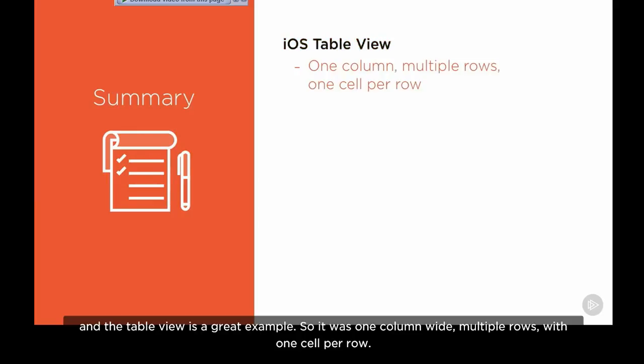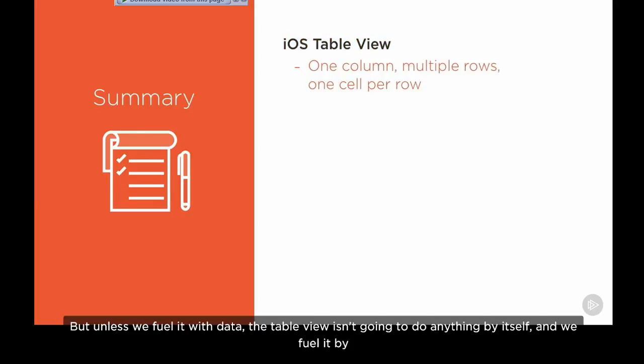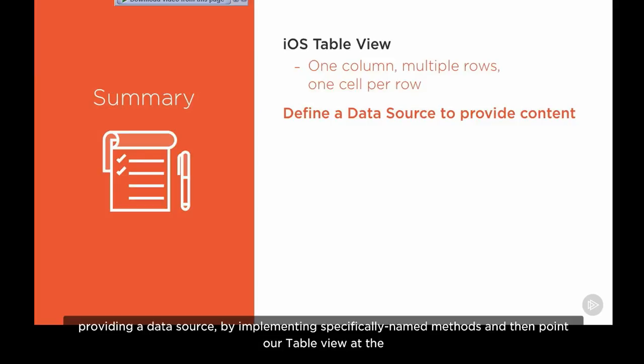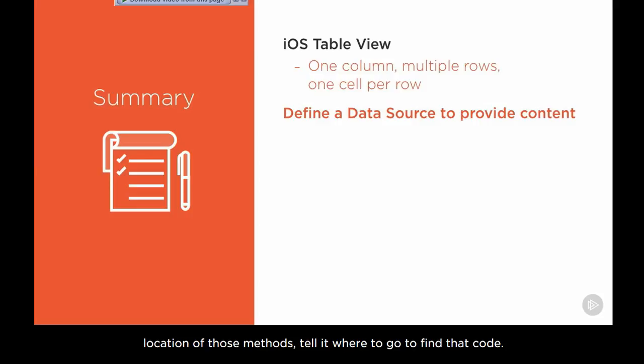A lot of success in iOS comes from knowing how to extend what's already there, what's already provided. And the table view is a great example. It's always one column wide, multiple rows with one cell per row. But unless we fuel it with data, the table view isn't going to do anything by itself. And we fuel it by providing a data source, by implementing specifically named methods, and then point our table view at the location of those methods. Tell it where to go to find that code.